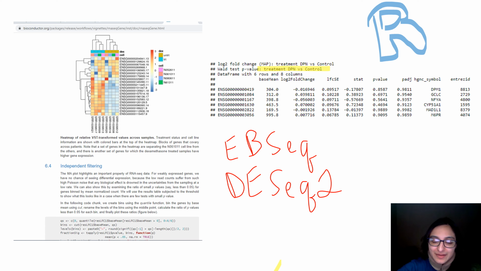I really am very grateful to Bioconductor. I've used it a ton. So Bioconductor is really great.